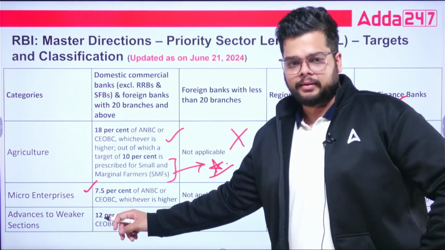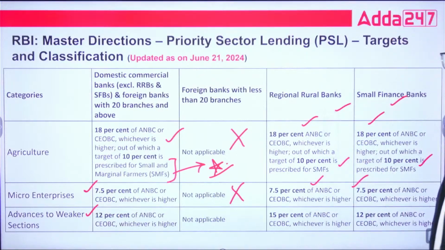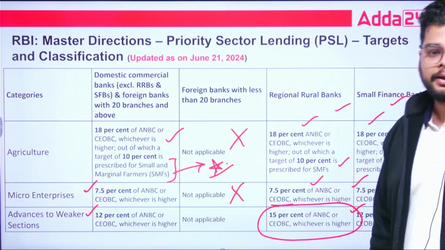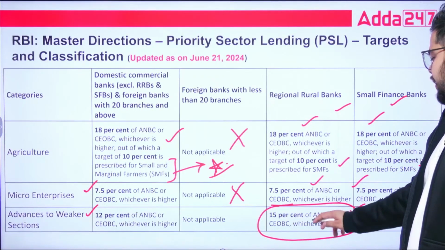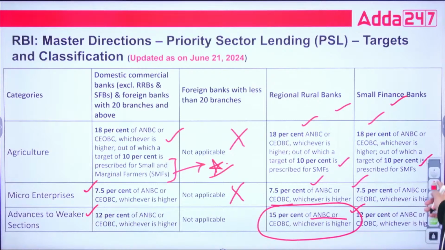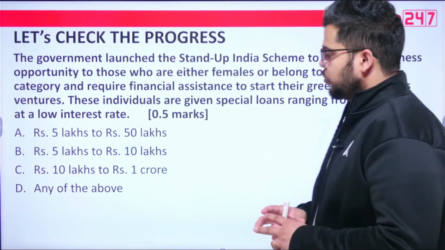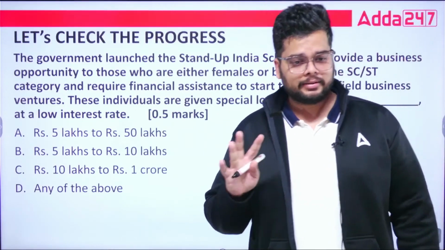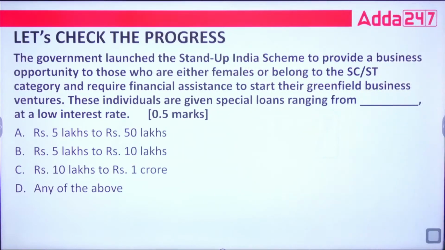Advances to weaker section is the important one, and 12% is there for domestic commercial bank and small finance bank. But rural banks, the RRBs, must have an obligation of minimum 15% of ANBC or COB, whichever is higher. Okay. I hope that you would be able to mug up these concepts as soon as possible, because 1 or 2 marker question is surely expected in this cycle only from this particular topic. Okay. Now let's move on to the next topic.